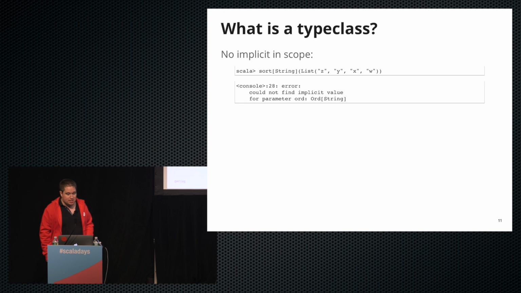So again, there's no magic here. There's nothing going on behind the scenes. There's no default. It's not like it does nothing. The compiler's saying, I don't know what to do here. You've not told me how to sort strings. You need to tell me, and I can't carry on. So I think that's really quite nice. And basically, that's it. That's what a type class is.